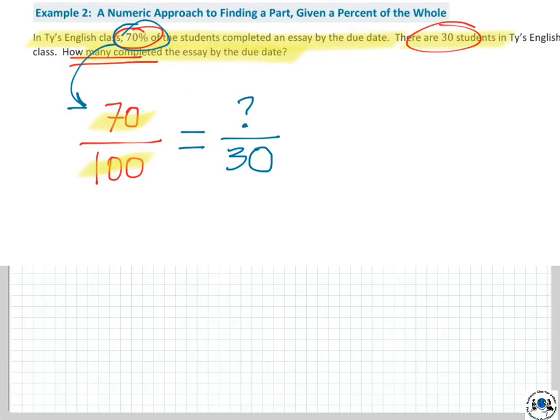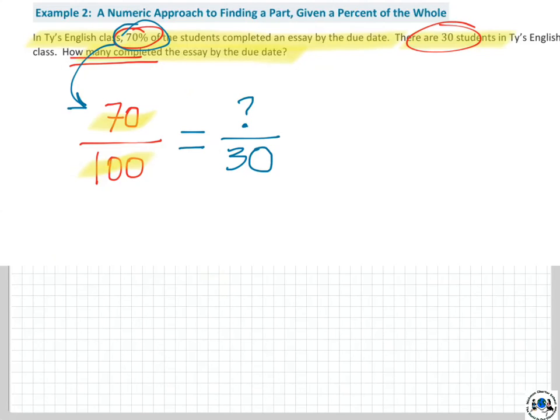Okay, hold on a second. Is that what it says? Is this about a grade, or what is this about? Hold on a second. This is about completing the essay. Yes, because that's the way percentage is looked at. It's always used in terms of 100. So in this case, if there were 100 kids in this class, 70 of them would have gotten this essay in by the due date.